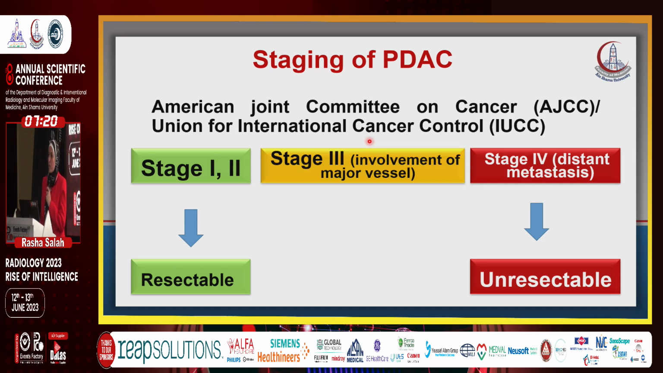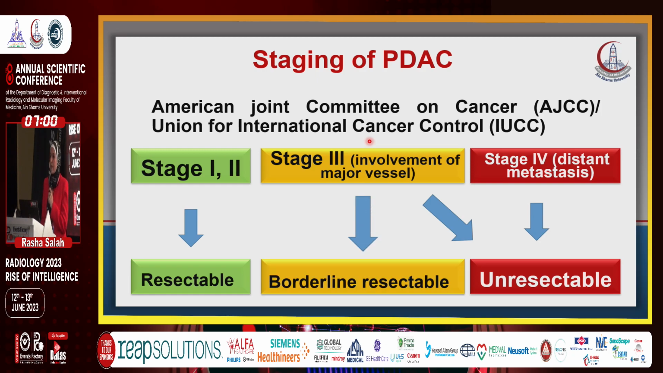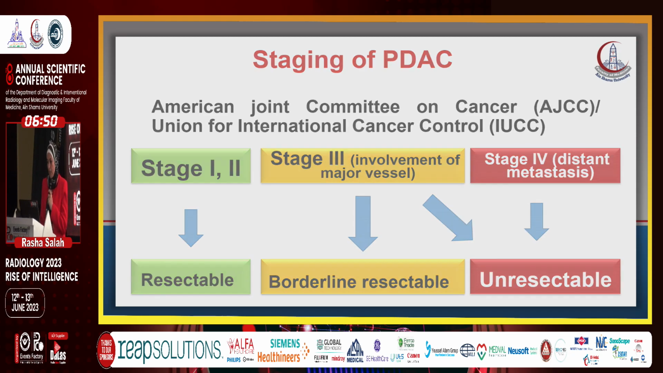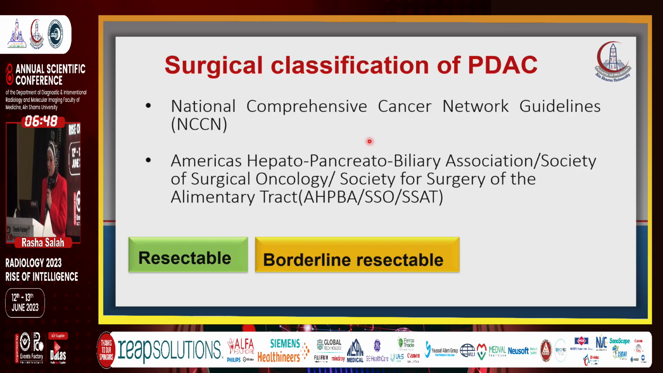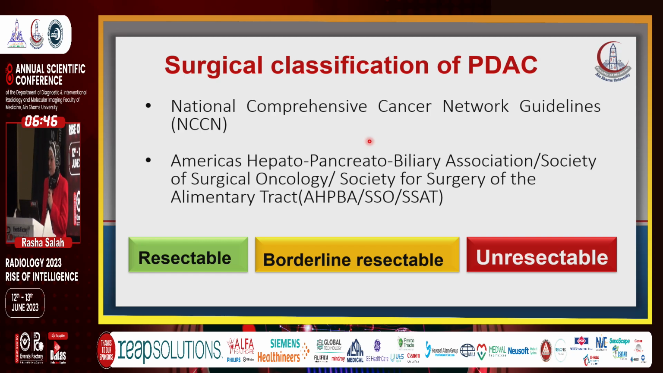And there are borderline tumors in between both categories, which are the stage 3 tumors, where there is involvement of the major vessels. These could be unresectable tumors when the surgery can't be performed due to suspicion that the surrounding vessels can be injured. However, some of these borderline resectable tumors can shrink after receiving chemotherapy, and then the patient returns to resectability. Let's see how we can evaluate these tumors on radiological imaging.